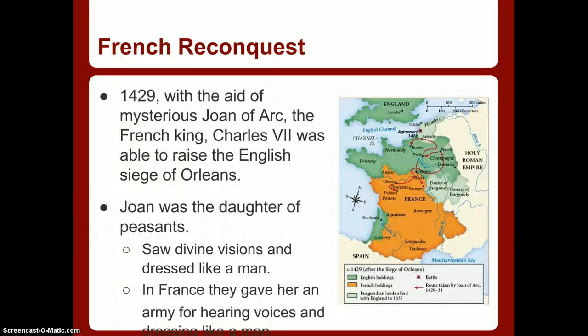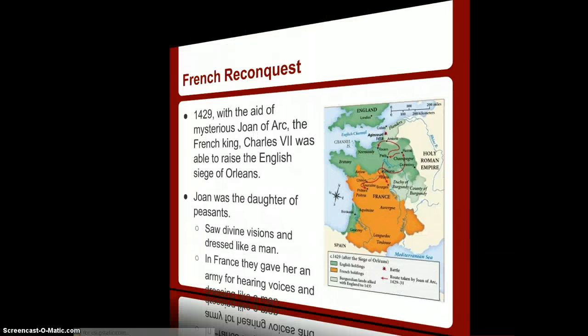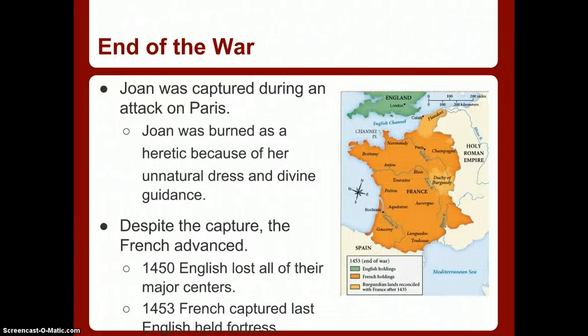What's interesting is she dressed like a man, first of all. She saw these visions that were supposedly divinely inspired by God. And what the French did is they gave her an army for hearing voices and dressing like a man. However, Joan of Arc is extremely successful at leading the reconquest of French lands from the English.